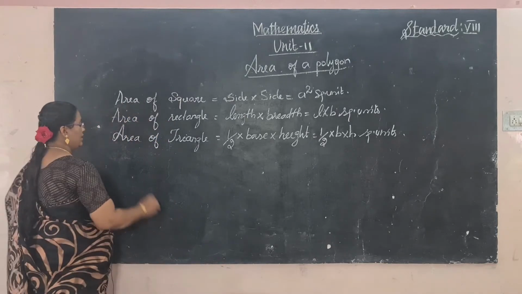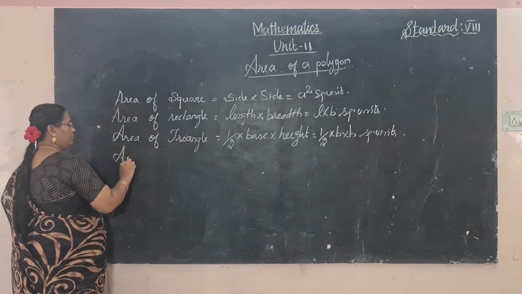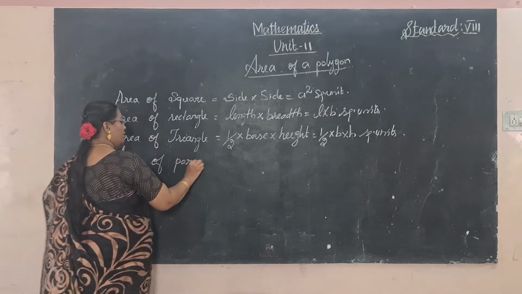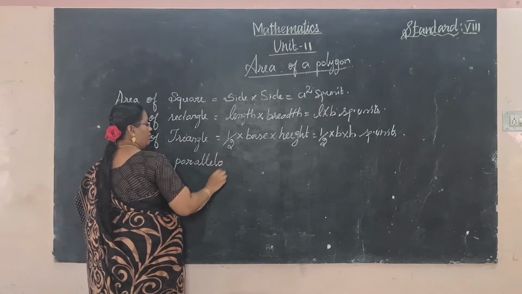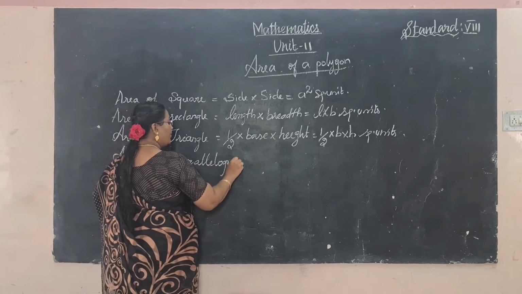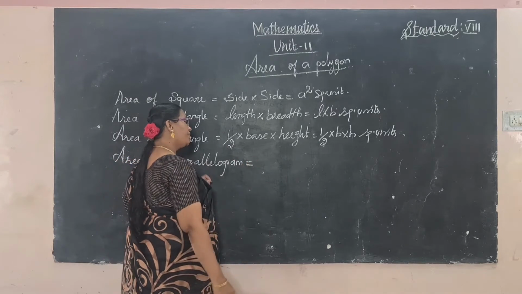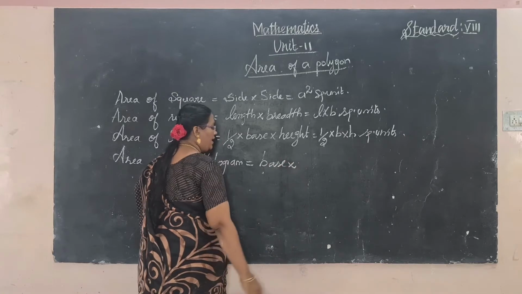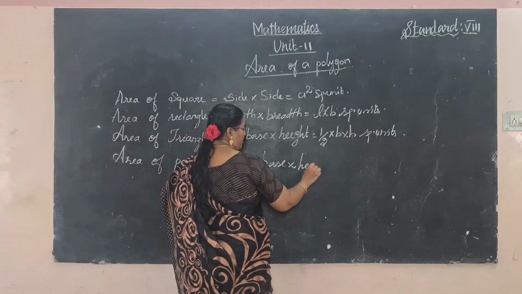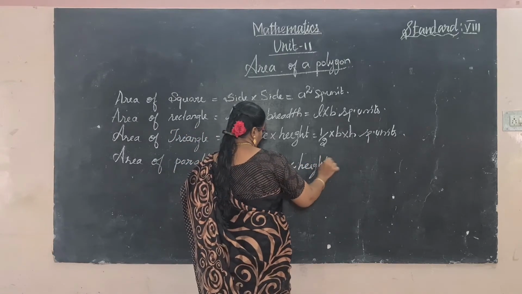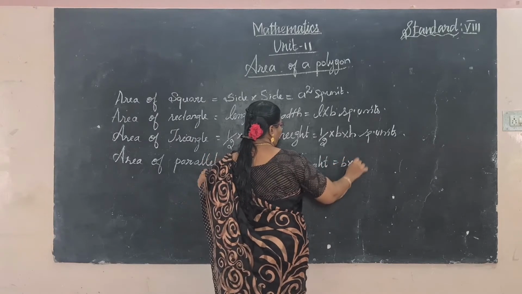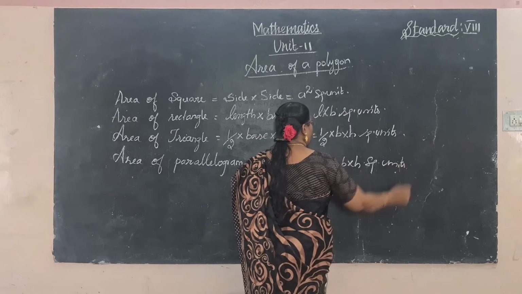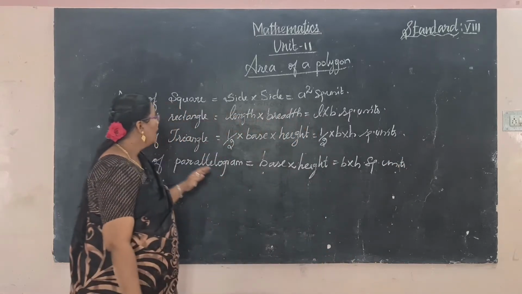And any other formulas we have learned in the last year? Parallelogram, is it? Area of the parallelogram is equal to base into height. So B into height, square units. Okay, these are all we have learned in the last year.